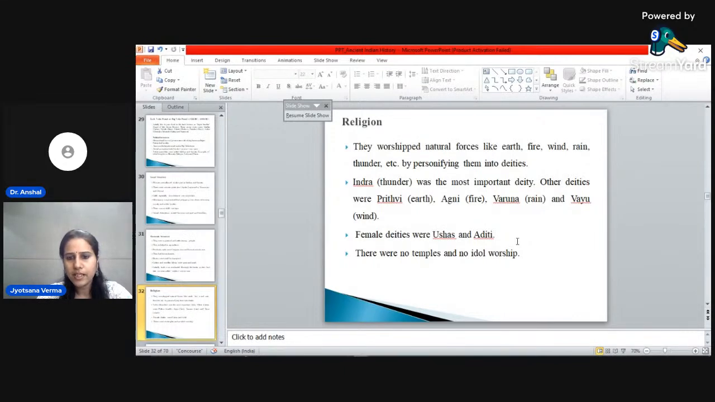There were no temples and no idol worship. Basically, in the Rig Vedic period, nature gods were prevalent, and there were no such things as temples and idol worship.